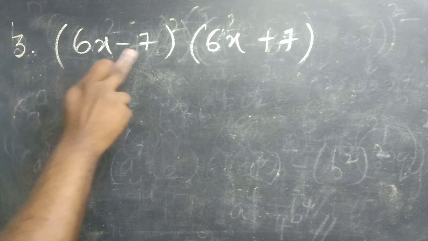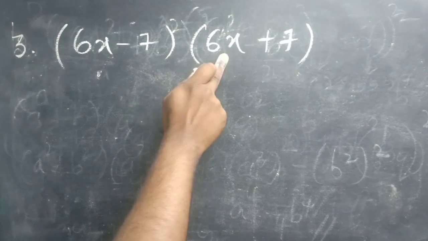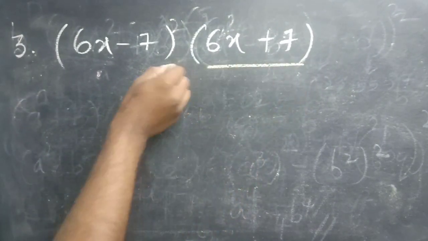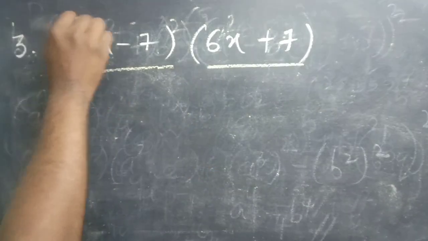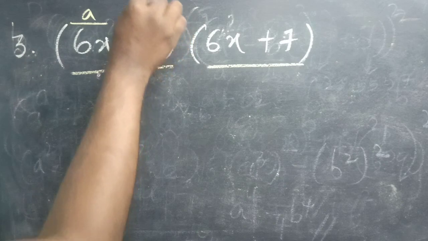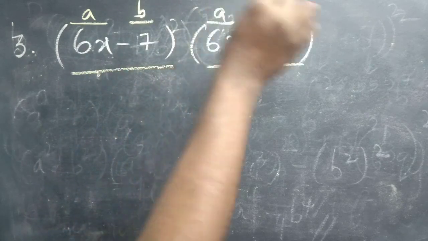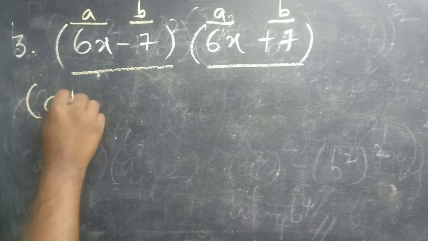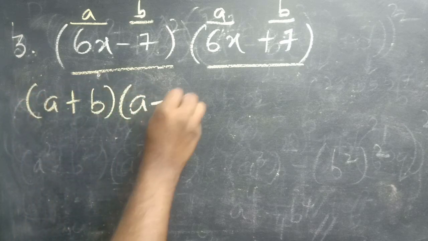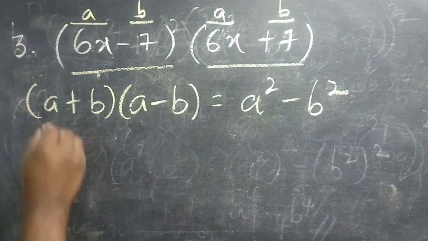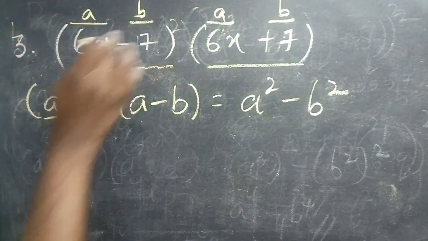Sorry. 6x minus 7 into 6x plus 7, which is of the form a plus b into a minus b. In the place of a, I have 6x. In the place of b, I have 7. Now, what is the identity? A plus b into a minus b equals a square minus b square. Now replace a by 6x and b by 7.